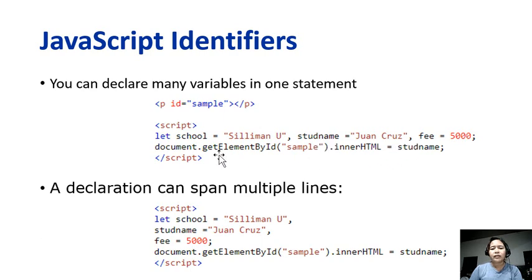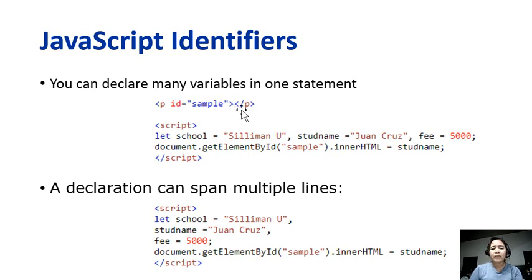In this case here, you're only assigning the value of stud name to your ID sample. So only Juan Cruz will be displayed inside your p tags.